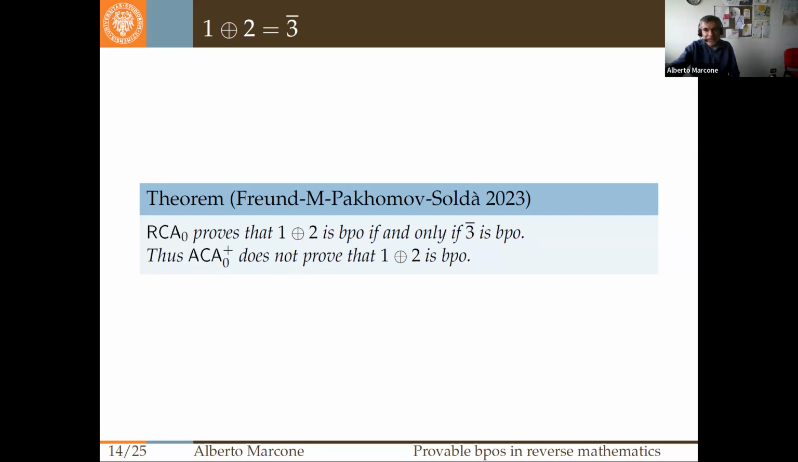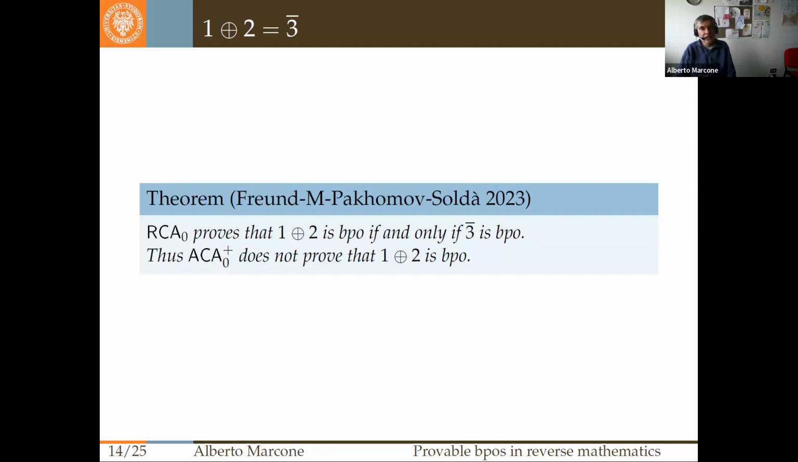So 1 plus 2 really just behaves just like free bar. One direction of this equivalence is easy, because if free bar is a better partial order, it's easy to see that also 1 plus 2 should be a better partial order. But the other way, if I have time, I will tell you something about the proof of the other direction, which is interesting. But once we learn this, we understand that really there is something here about 1 plus 2 and free bar.